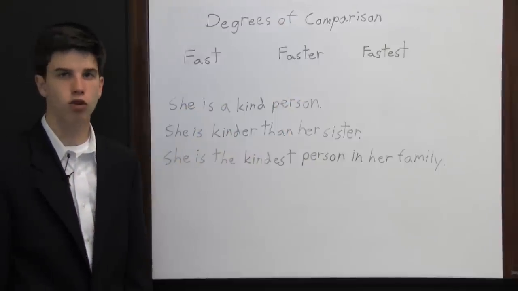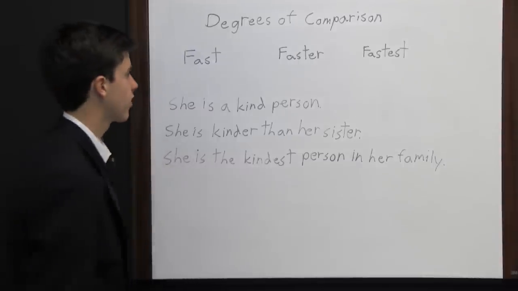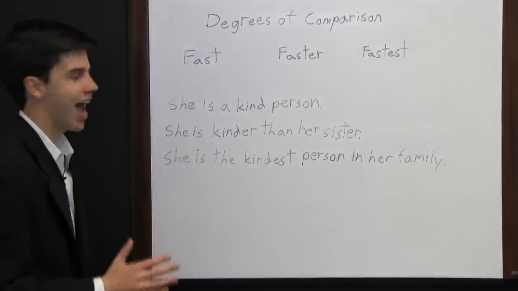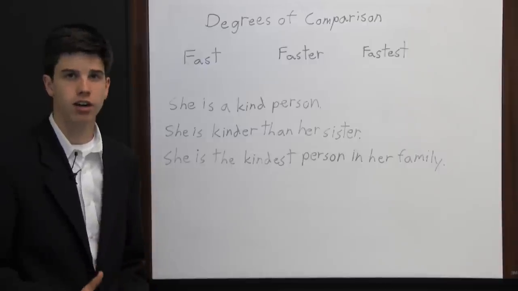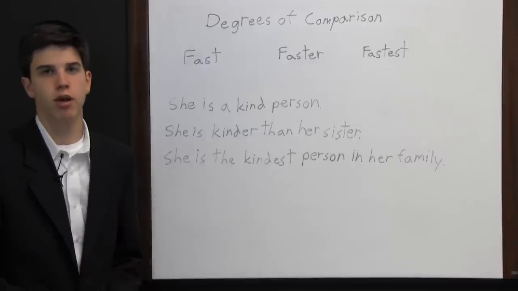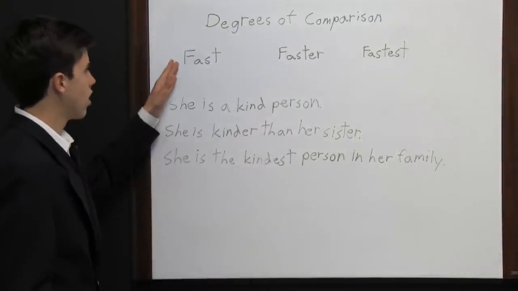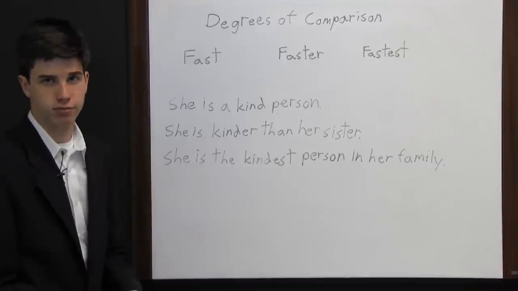Adjectives can take on different forms when they're being used to compare two or more things. Let's take a look at this example on the board. We have the word fast. That is an adjective in its most basic form. So if we were going to compare two things to each other, we would use the adjective faster. So an example of this adjective right here, fast, would be saying, look at that fast person.